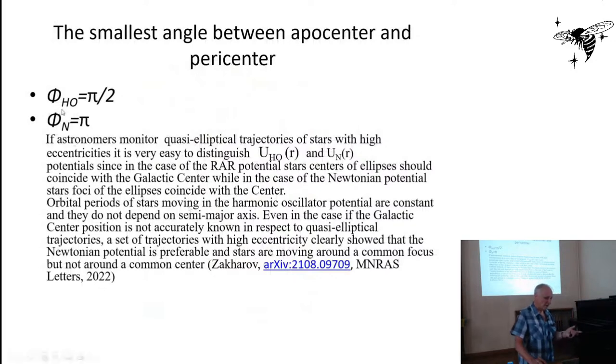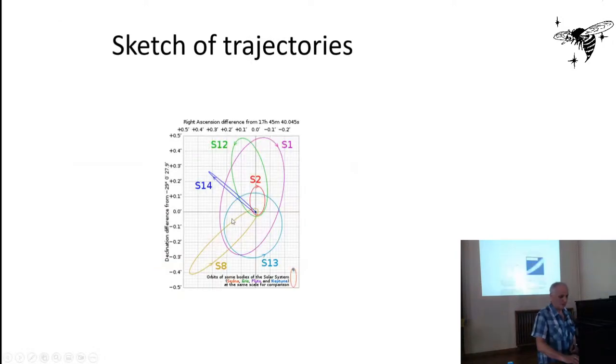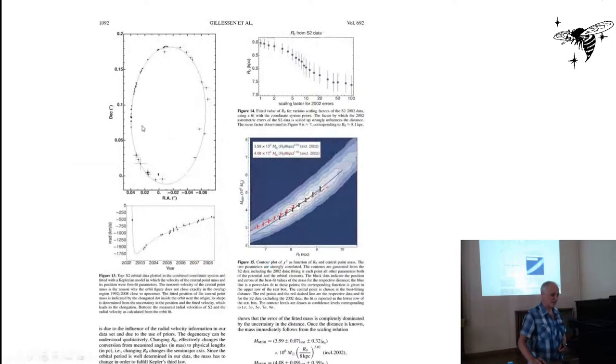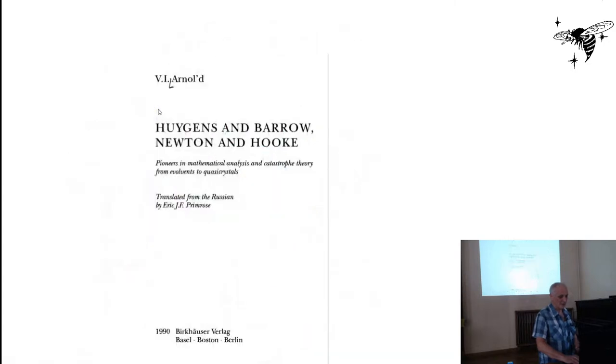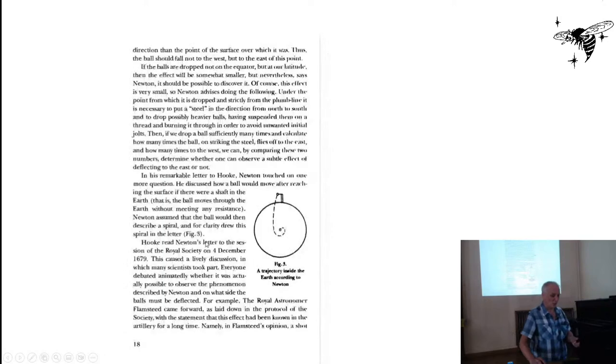And you see the angle between apocenter and pericenter is pi over 2 for harmonic oscillation, but for the Newtonian potential it is pi. So it means we have elliptical orbits, and a sketch of these trajectories. And here you see again the S2 star orbit. It's also interesting that you can find a very interesting booklet written by Arnold. He reminded that the problem of the motion of a body inside the Earth was considered by Hooke and Newton. And Newton said that this is the trajectory of a body inside the Earth. But the problem is, what about the trajectory of a star inside dark matter? It has to be this one.